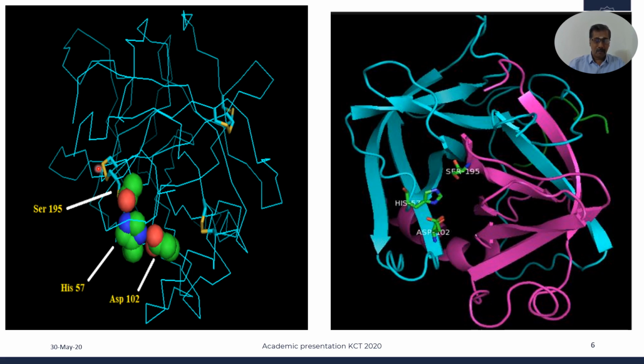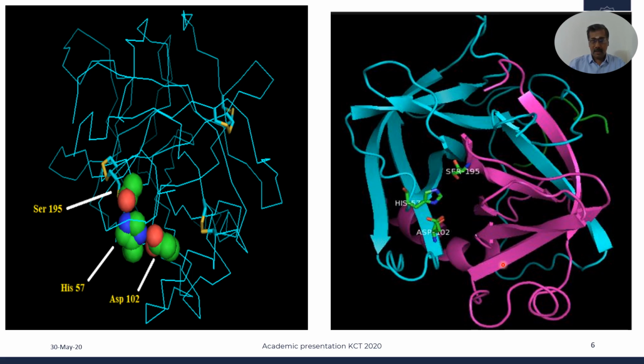So this is a picture of chymotrypsin from one mammalian species. Here I have projected these three amino acids with only the backbone, and these three amino acids in chymotrypsin are termed the catalytic triad. Catalytic triad means three amino acids which play a major role in the hydrolysis of the peptide bond. So you have to give much more importance to these three.